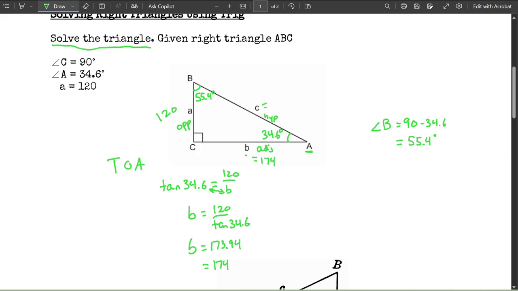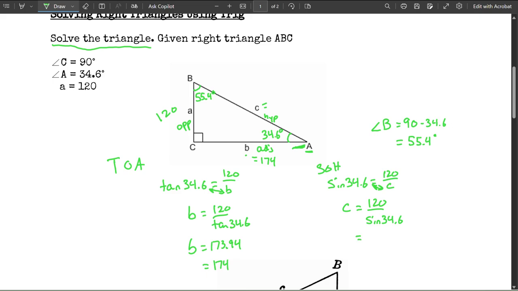Now we've got to find C. We're going to do it in reference to angle A. It's just easier this way. So 34.6 is our angle, with opposite and hypotenuse. So what trig function do we use for the opposite and hypotenuse? The sine function, from SOHCAHTOA. So the sine of 34.6 equals the opposite, 120, over the hypotenuse, which is C. Now we're going to use our trick. Flip places. C equals 120 divided by the sine of 34.6.